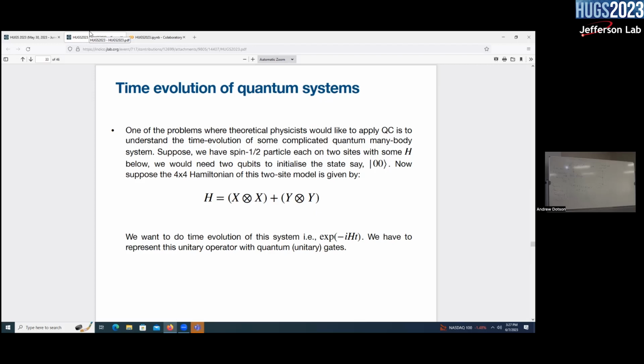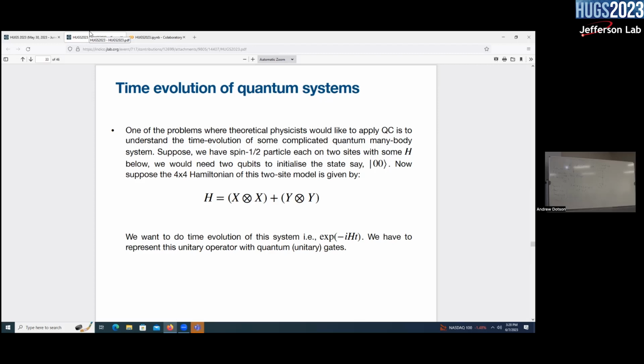This is a nearest neighbor Ising model kind of system. And there's Y on site 1, Y on site 2. And that is why this is the Hamiltonian, right? This is a very simple Hamiltonian. Now, I want to do a time evolution of this Hamiltonian. That is, I want to construct a unitary operator that is exponential of minus iHt for some given amount of time t. And I want to ask, what is the state? What is psi t?